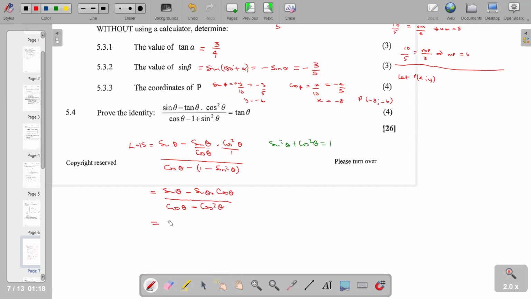This is going to reduce to sine theta on our numerator, which is common. We have 1 minus cos theta all over, and on our denominator cos theta is common. Then we are left with 1 minus cos theta. 1 minus cos theta is common, so they are going to divide. You are going to be left with sine theta over cos theta. Sine theta over cos theta is equal to tan theta. We have proven that our left-hand side is equal to our right-hand side. Thank you.